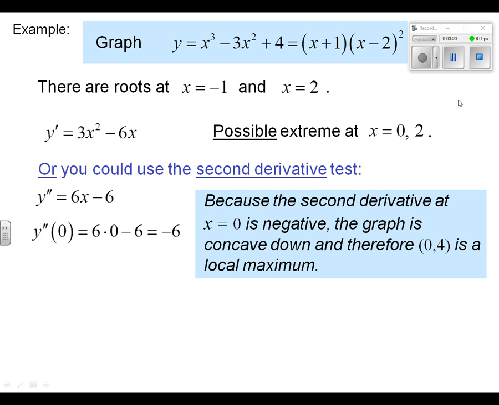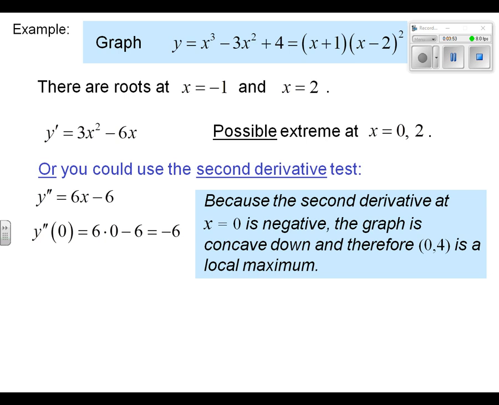I just plugged 0 into what? First derivative or second derivative? Second. And when I got -6 as the answer, was I more concerned about the 6 or the negative? The negative, that's right. And the negative tells me it's what? Concave down. That means it opens down. The first derivative told me that the slope was 0 at this point. So we know it's a 0 slope, and we know it's concave down, which together tells me it's a what type of point? A local maximum. Exactly.